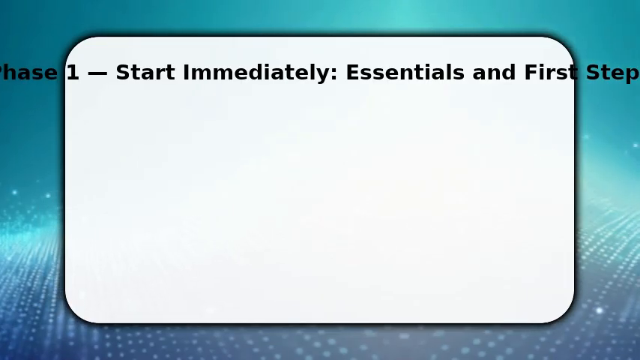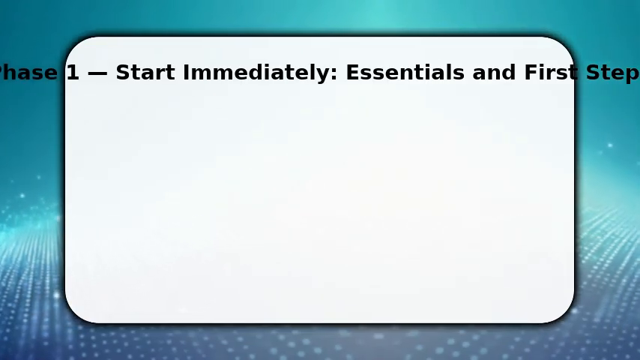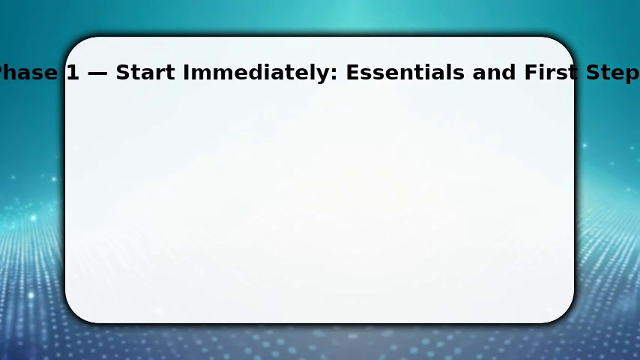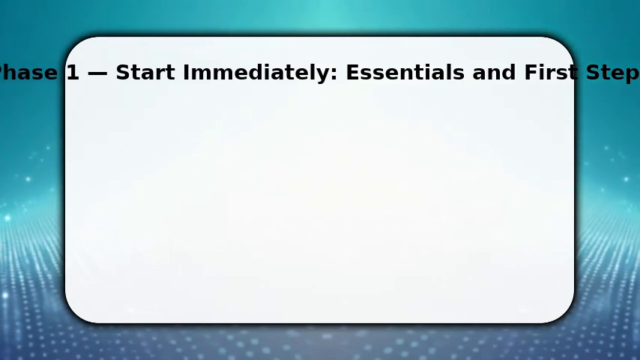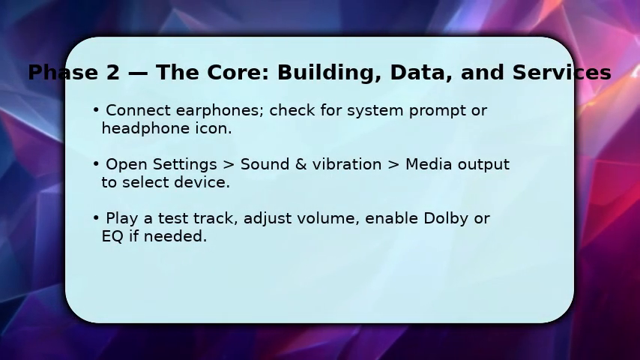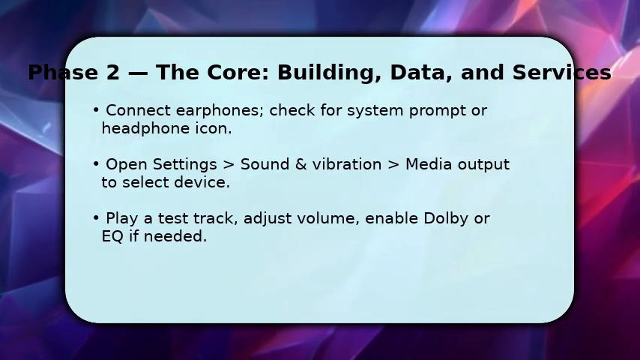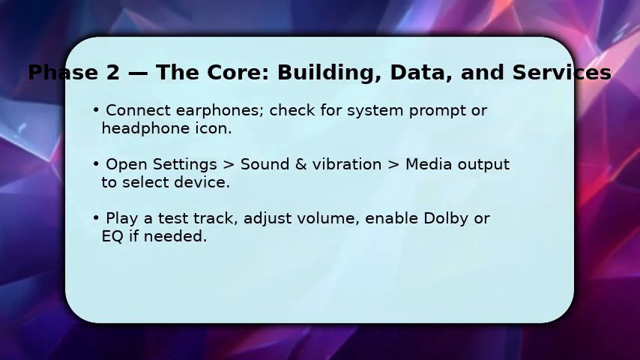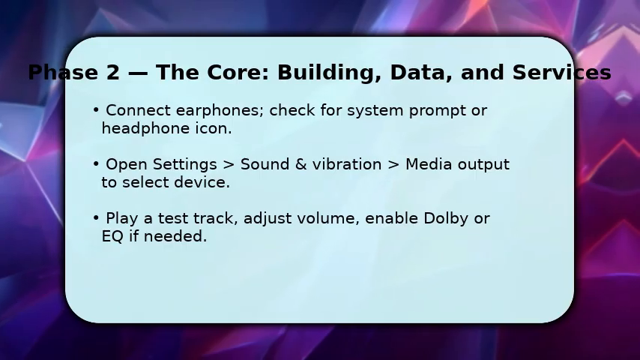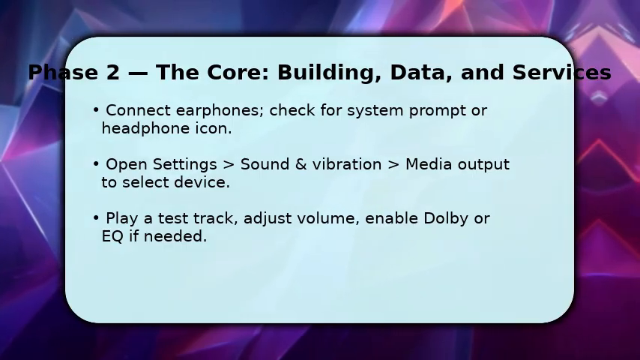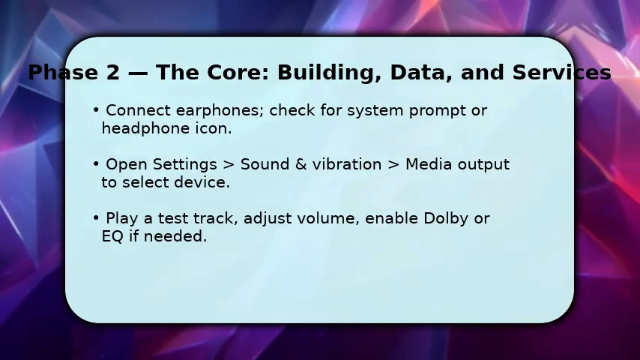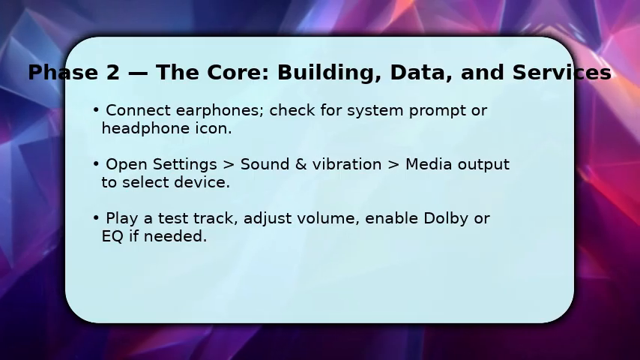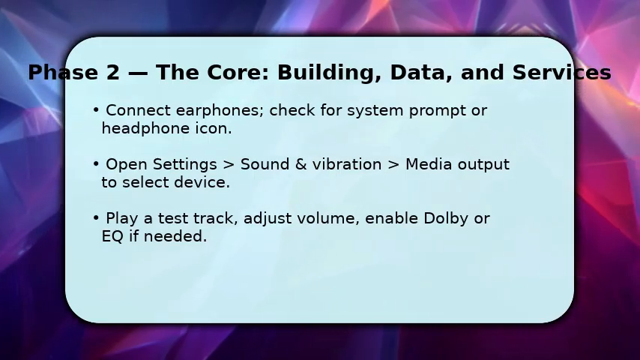Plug the earphones straight in, do not force or wiggle, and watch for the audio icon or an immediate sound cue. Once the earphones are connected, you should see a headphone icon or a system prompt. Respond to it if presented. Open Settings, go to Sound and Vibration, then Media Output to verify the device is selected. Sometimes the phone keeps Bluetooth active, so switch manually if required.